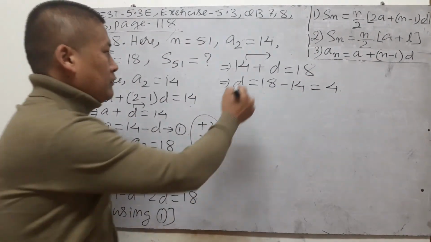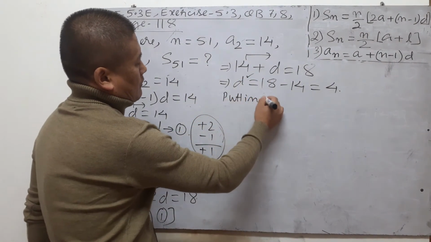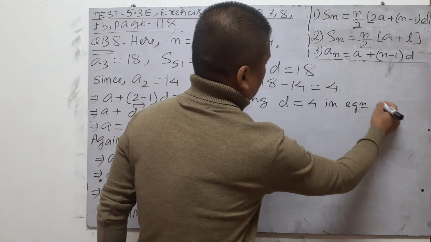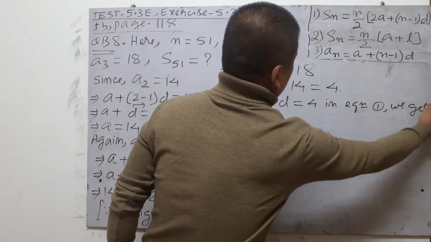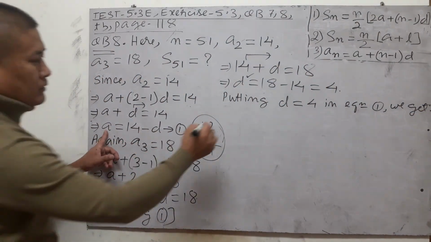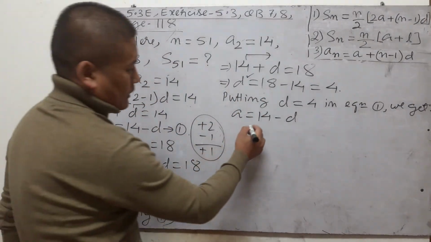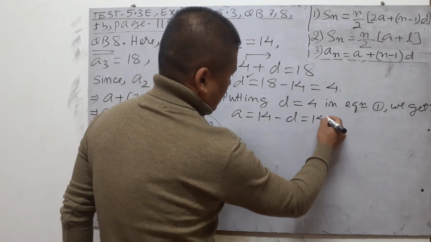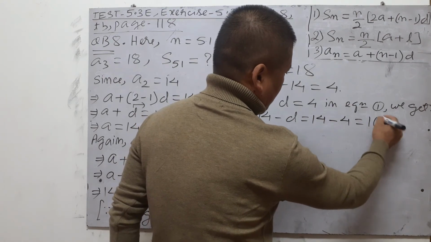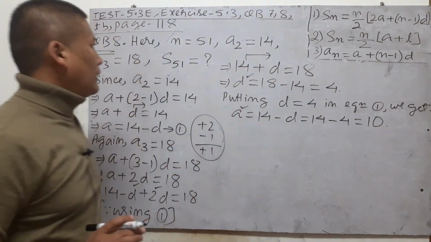So we have now the D value, and we can put D equal to 4 in equation 1. Then we get A equal to 14 minus D, and D is here 4. 14 minus 4 therefore will be 10, right? So we have A now, and we have N.